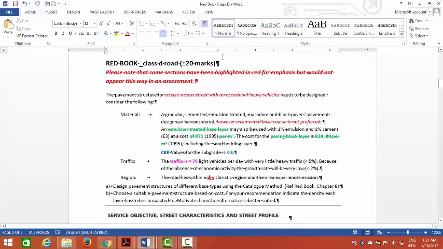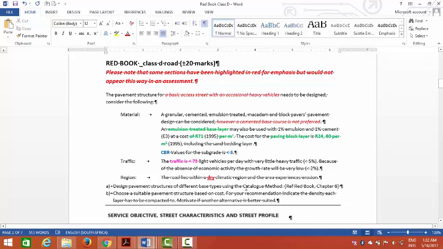So first of all, the calculation will look like this, very similar to the presentation in the other catalog videos, where we are given a description of the class of the road, the material, traffic and region is described, and we are asked to design pavement structures of different base types using the catalog method. So we're going to go to those catalogs at the back of the Red Book, and then we're going to choose one of them based on cost, and we're going to take that selection and indicate the compaction of each layer.